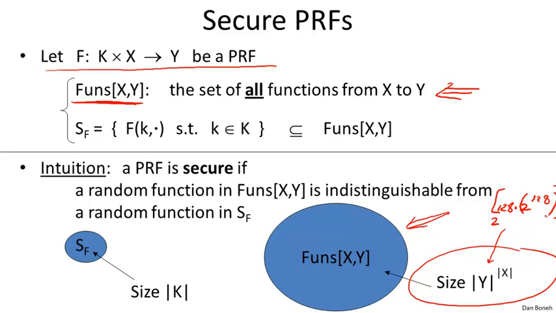Now we're going to look at a much smaller set of functions, namely I'll call this set S sub F, and that's going to denote the set of all functions from X to Y that are specified by the PRF as soon as we fix a particular key k.